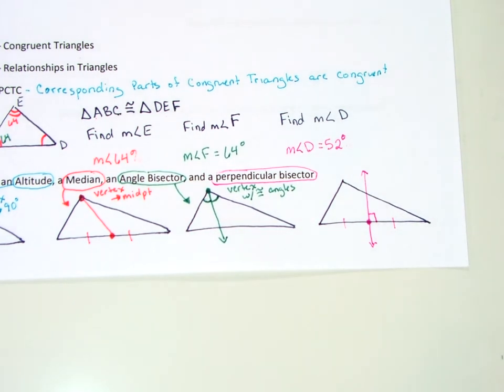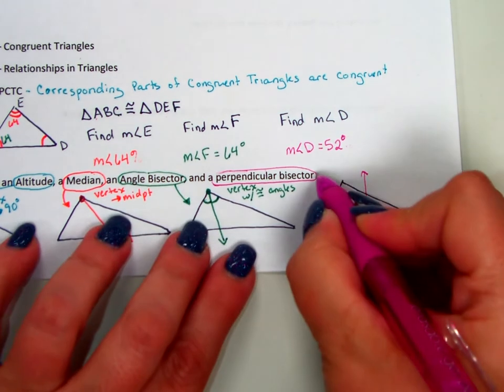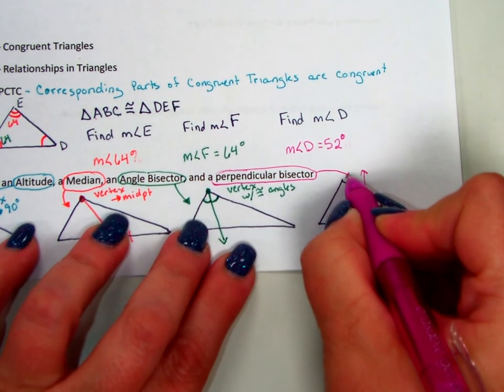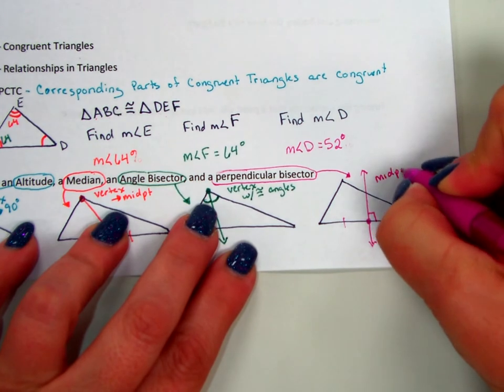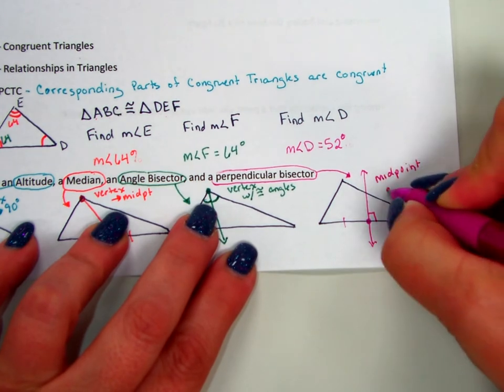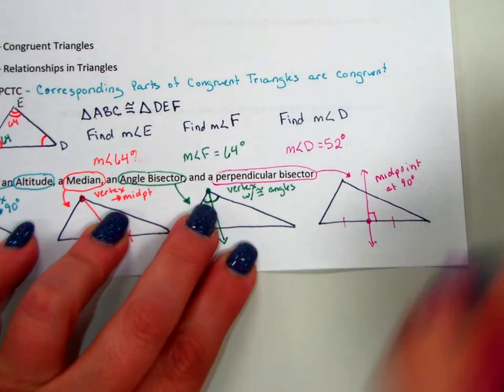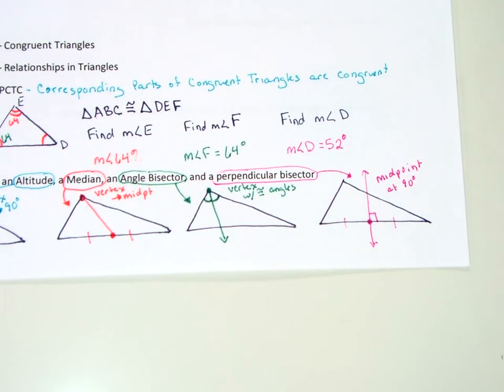Sometimes you'll see it as a line. Sometimes you'll see it as a ray. Sometimes you'll see it as a segment. It can be any of the things. Okay? Perpendicular bisector. So it has to be midpoint at 90 degrees. It does not have to go through the vertex.